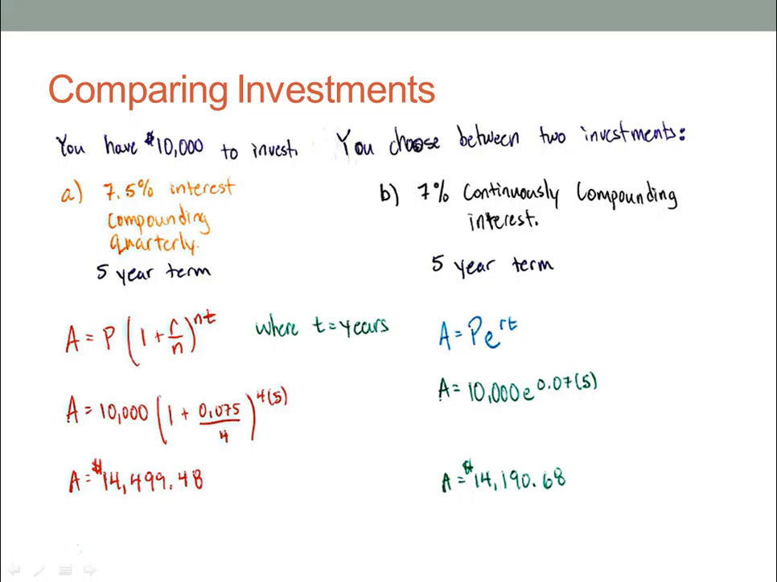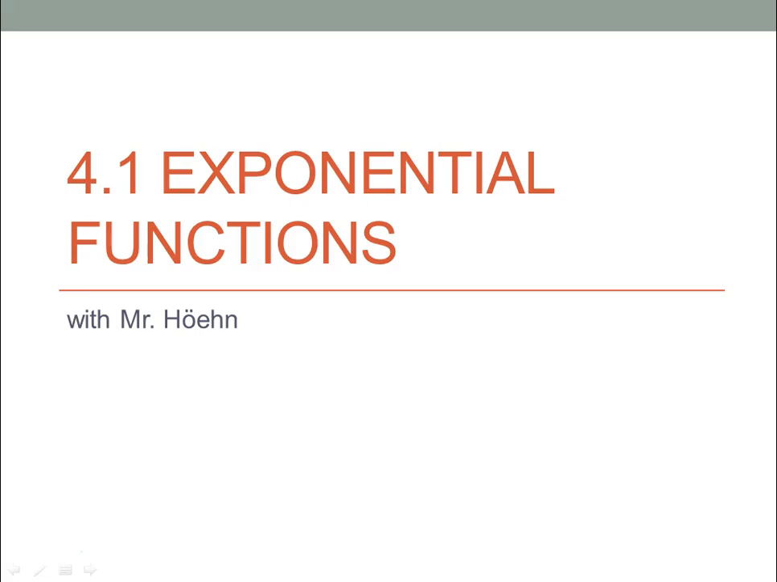I mean, I would rather have the $14,499. And again, even if it's just pennies off, we're going to always make the decision that yields us the largest amount of money. And this is the easiest real-world application that we have to comparing investments and using exponential functions. So I'm going to come back to this a lot. So we're going to see which one of these is better. And of course, the quarterly compounding annuity is the better choice. And that'll bring us to the end of our discussion for exponential functions, or section 4.1, with me, Mr. Hain.